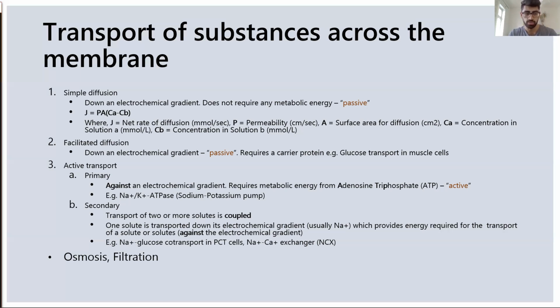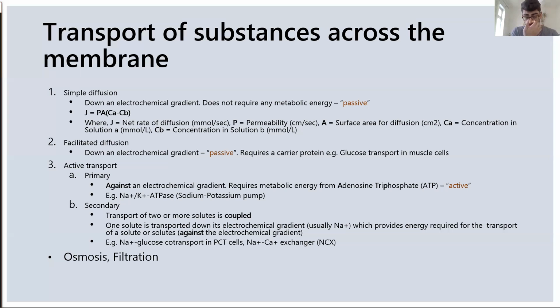So we've talked about simple diffusion and facilitated diffusion. Now let's talk about active transport. Active transport can be broken down into primary and secondary. Primary is the one which you're probably most familiar with. This is against an electrochemical gradient or a concentration gradient. This means that we have the movement of a low concentration solute to an area where there is higher concentration, and this requires metabolic energy. In the human body, we get this energy from ATP, adenosine triphosphate. A typical example would be the sodium-potassium ATPase.